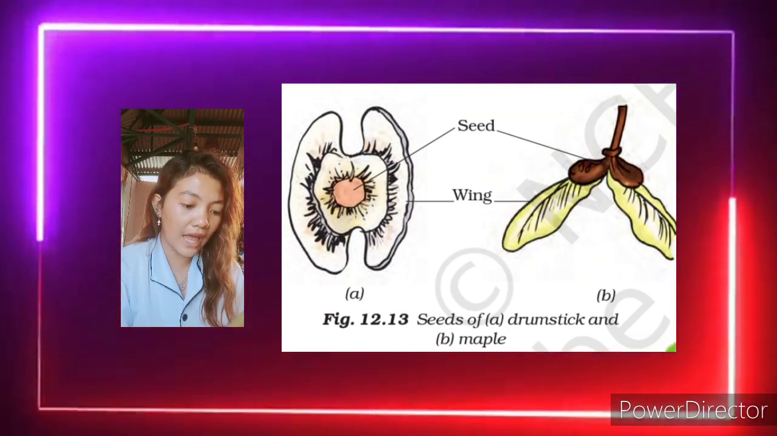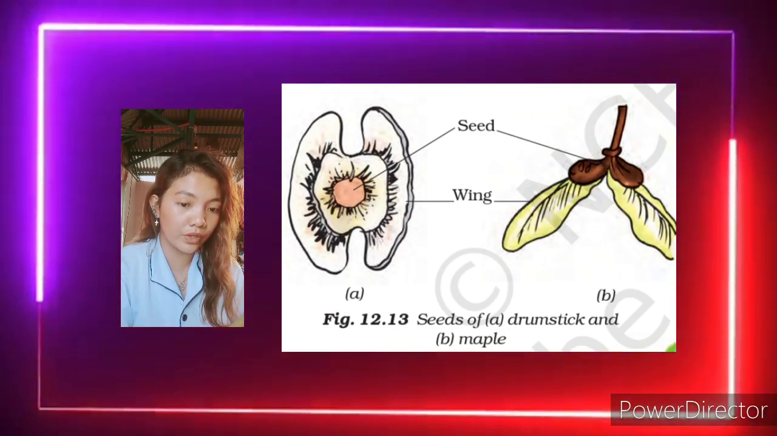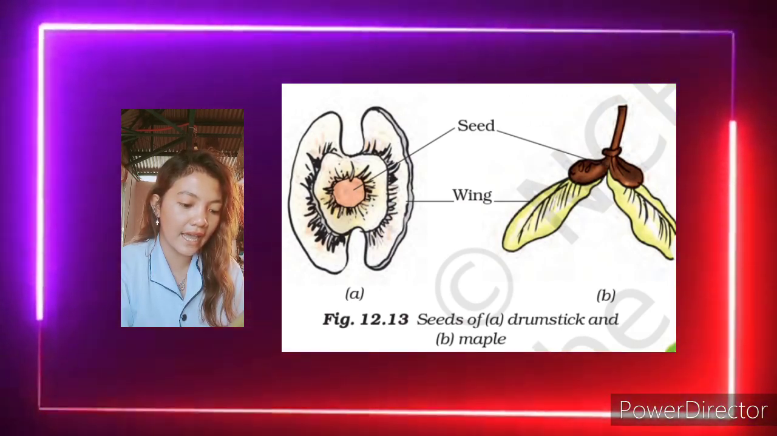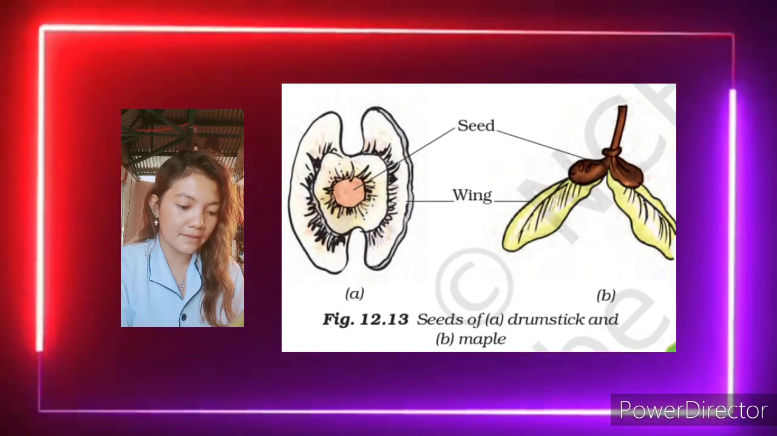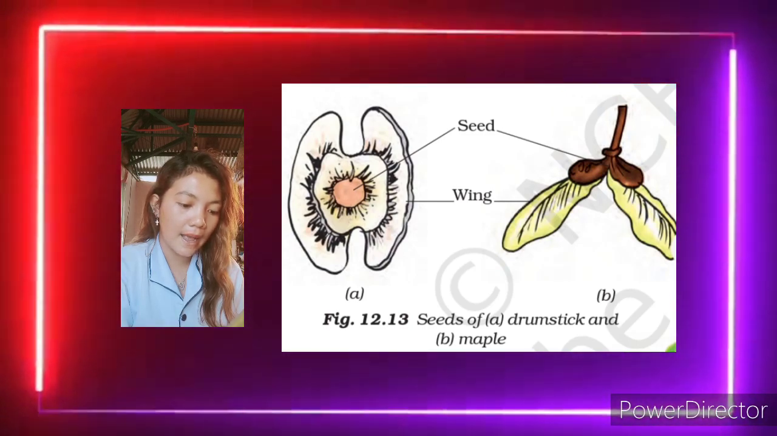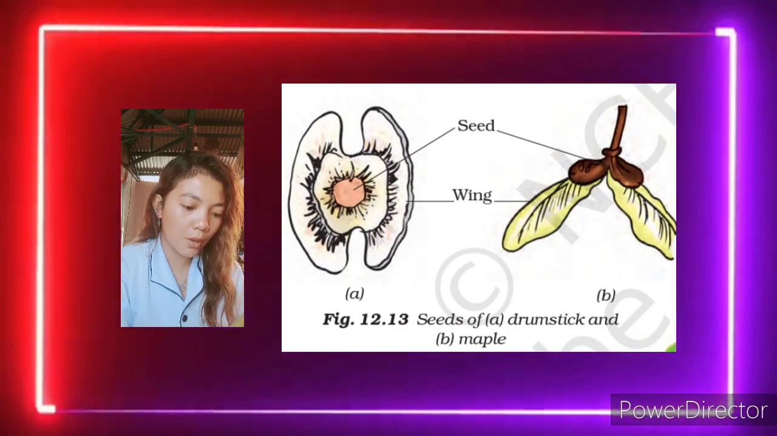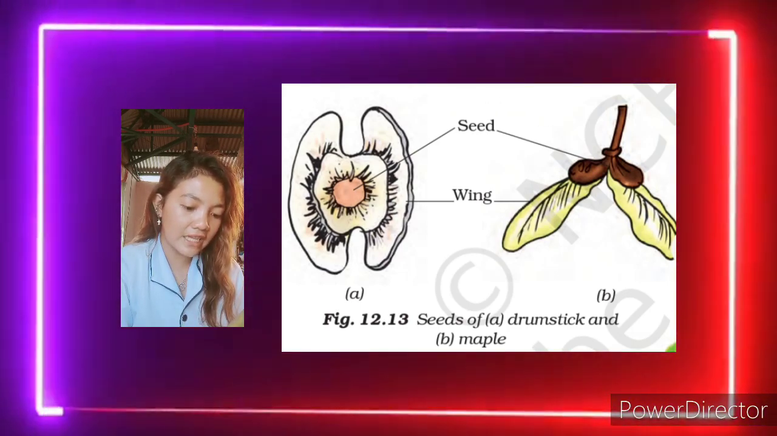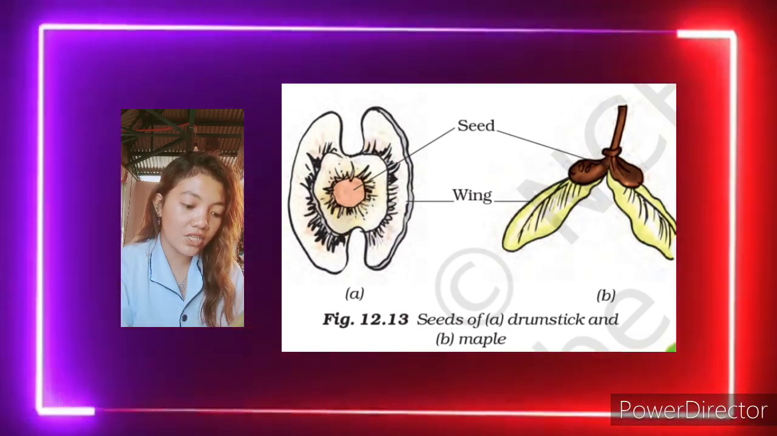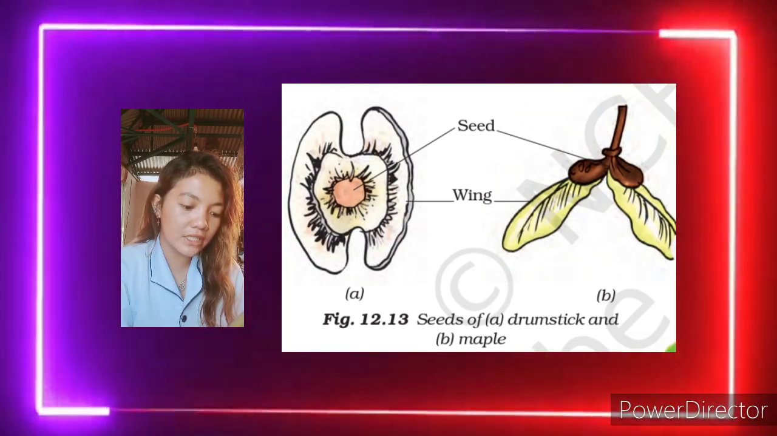What do you think will happen if all seeds of a plant were to fall at the same place and grow there? There would be severe competition for sunlight, water, minerals, and space. As a result, the seeds would not grow into healthy plants. Plants benefit by seed dispersal. It prevents competition between the plant and its own seedlings for sunlight, water, and minerals. It also enables the plants to invade new habitats for wider distribution.